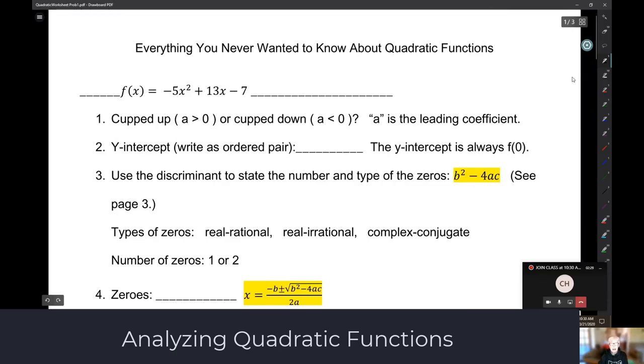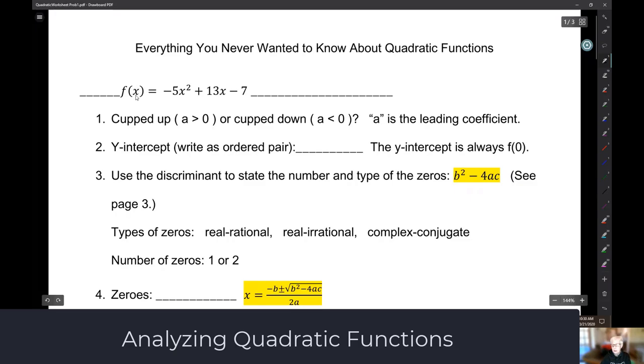We are going to be analyzing quadratic functions today and tomorrow. So get ready for a fun trip, which will be a lot more fun than the last time we did this. Okay.